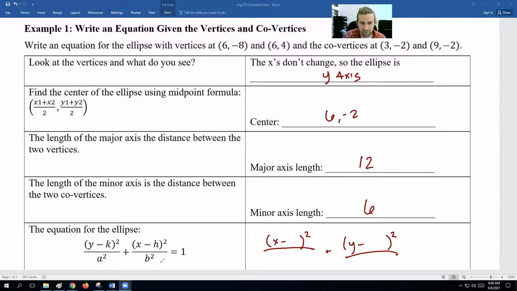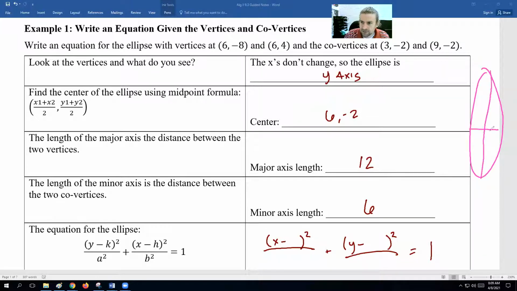It actually doesn't matter what order you put them in, but it matters what number is underneath. Remember, all ellipse equations end up with equals 1. One second here, I've got to pause. Okay, so let's talk about the major axis. The major axis, if we remember, is 12 units long.